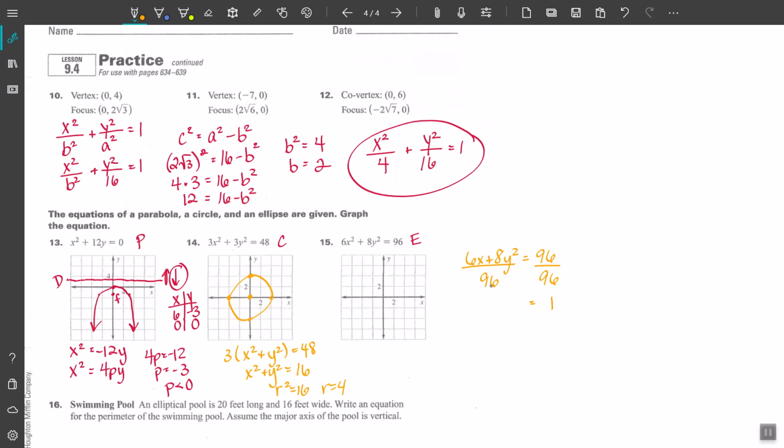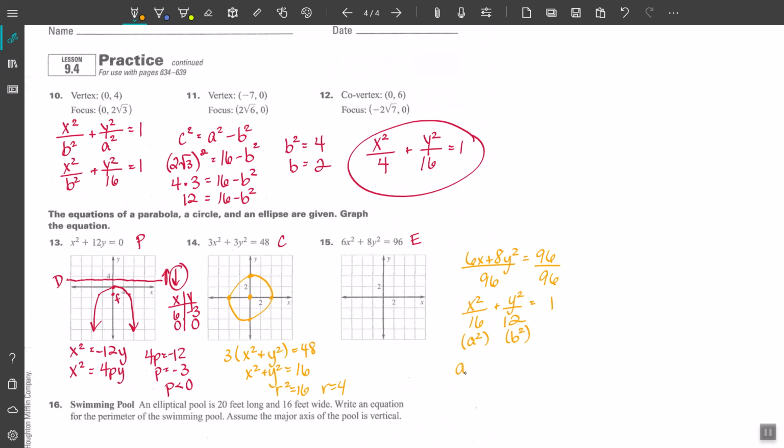6x squared divided by 96 is going to give us x squared over 16. 8y squared over 96 gives us y squared over 12. So now it's in standard form. We can see that our denominator in the x squared term is larger than the denominator in our y squared. So this right here, this 16, is our a squared, and this is our b squared term. Okay, so since our a squared term falls under the x squared, that means we have a horizontal major axis.